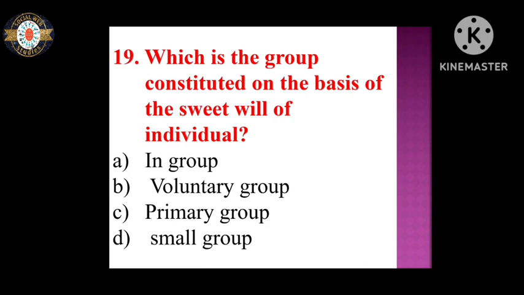Another question is, which is the group constituted on the basis of the sweet will of individuals? Option A, in group. Option B, voluntary group. Option C, primary group. Option D, small group.